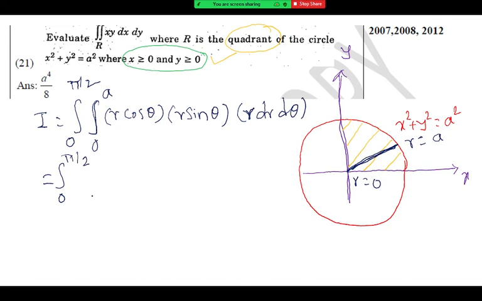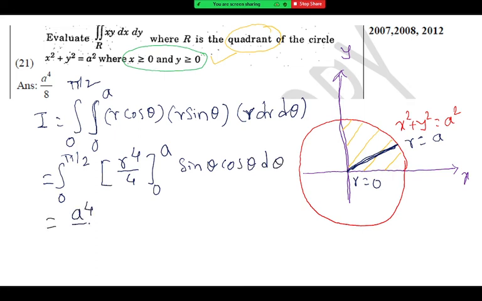Can you tell me the integral of R first? R to the power 4 by 4. Yes, R raised to 4 by 4. Limits are 0 to A, sin theta, cos theta, d theta. So that is a 4 by 4. Can you tell me the integral of sin theta cos theta d theta? So we can write it as sin 2 theta. Okay, that is one way, correct. You can multiply and divide by 2, the integral of sin 2 theta.